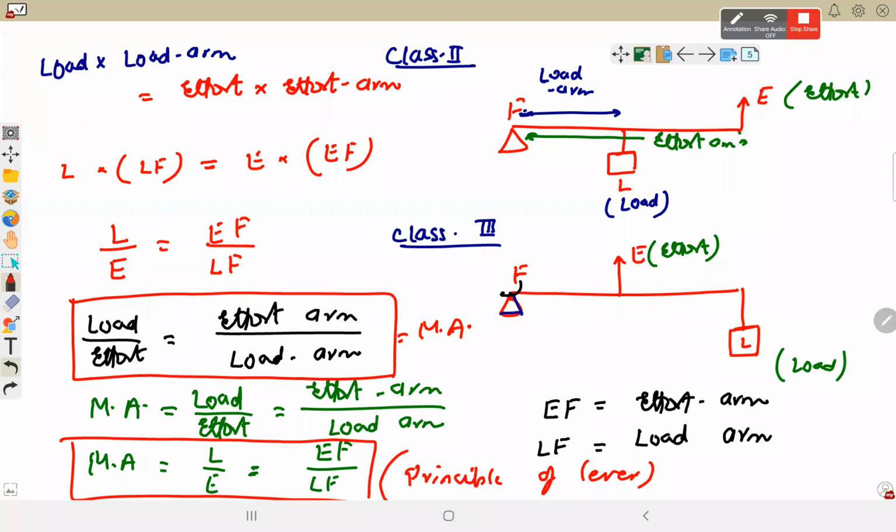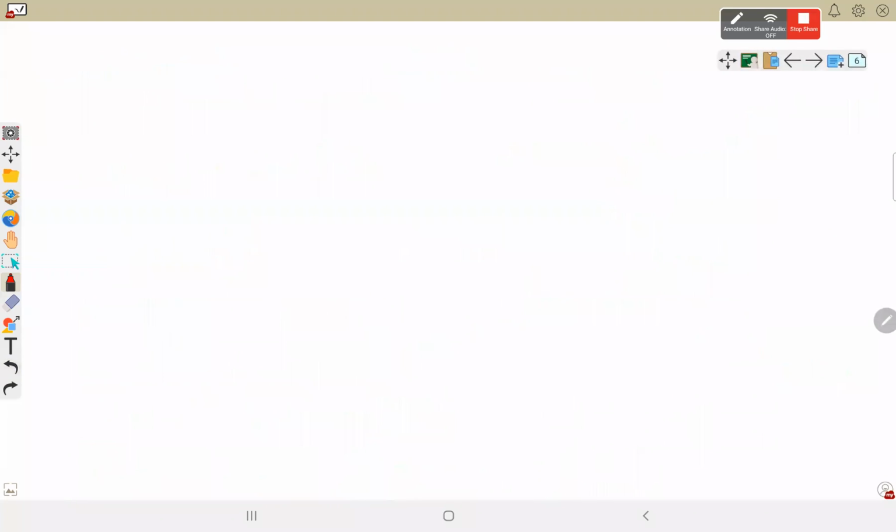Okay, now from the diagram we can see the effort arm or load arm, which one is bigger, which one is longer, and accordingly we can decide the mechanical advantage.